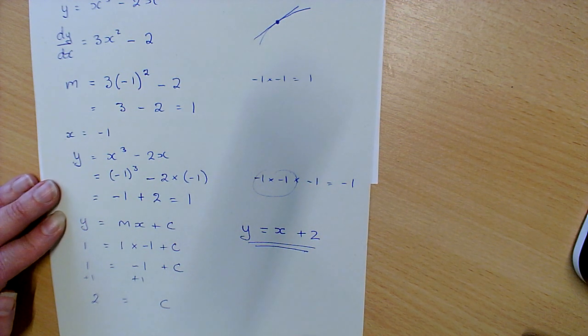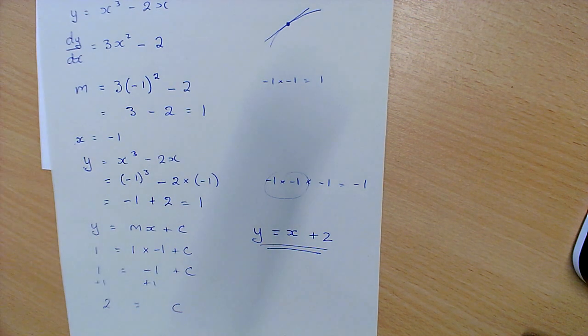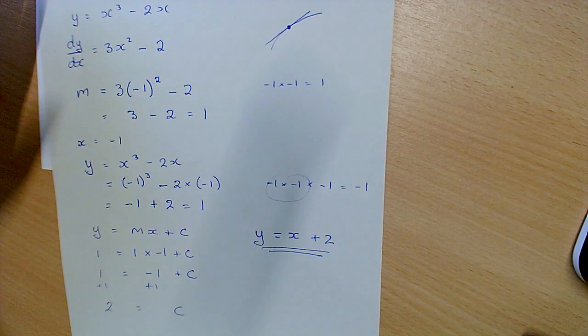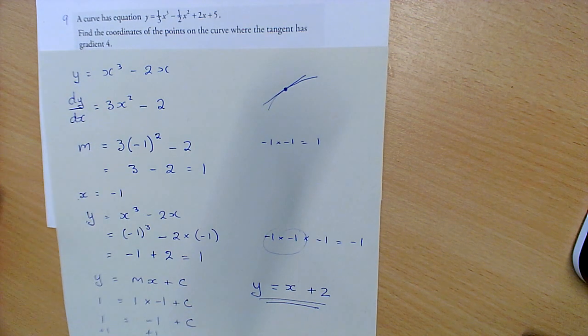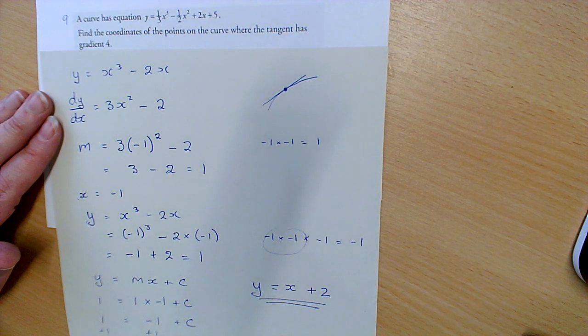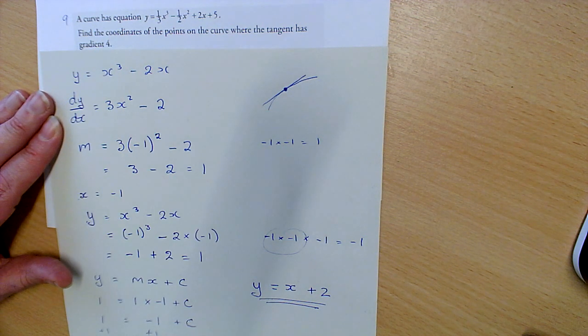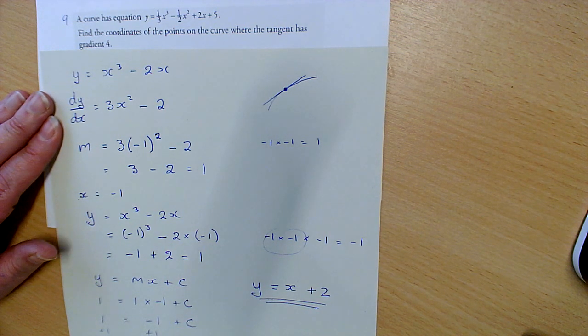Okay, next question. The curve has the equation y equals a third x cubed minus a half x squared plus 2x plus 5. And we've got to find the coordinates of the points on the curve where the tangent has a gradient of 4. So we're going to differentiate it, and then we're going to say, well, at the point that we're interested in, the gradient equals 4, so the differential equals 4.